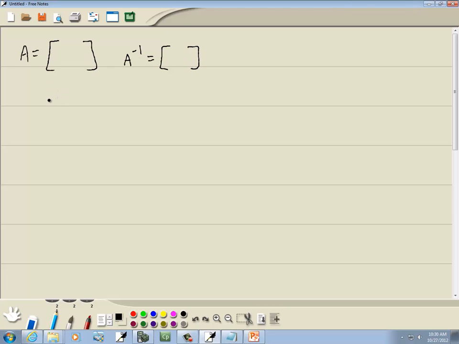Well, if you multiply A times its inverse, you're going to get the identity matrix. We'll talk more about that here in a second. And if you take the inverse times A, you're also going to get the identity matrix. Well, what is the identity matrix?